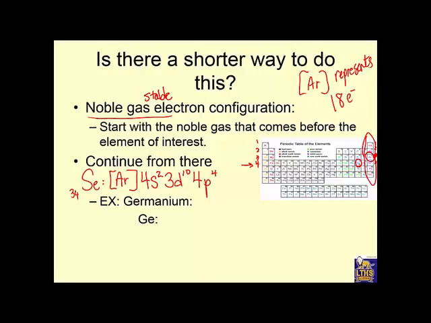Let's try germanium. Germanium's before selenium. Convenient. So then you look to germanium, and then you go back to the noble gas that comes before it. Germanium has 32 electrons. So again, I'm going to use argon in brackets, and then the fourth energy level, S sublevel, put 2, third energy level, D sublevel, put 10, and then fourth energy level, P sublevel. But this time I'm going to stop at 2 because I have to get to germanium. We'll practice in class, but at least you have some examples to look at.